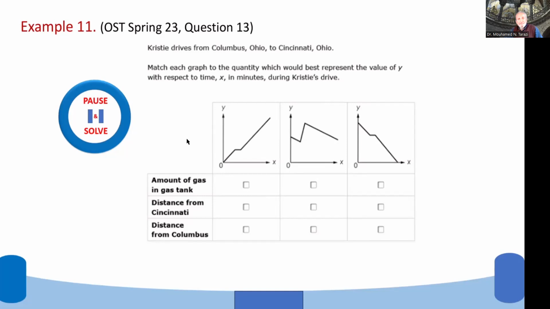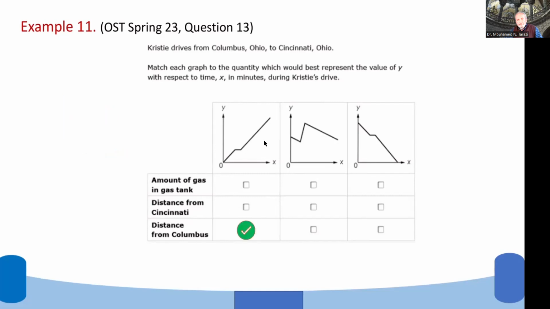Now, when you're going from Columbus to Cincinnati, when you start from Columbus, your distance from Columbus is going to be greater, it's going to increase. And your distance from Cincinnati is going to decrease. So you were 0 at Columbus, and then you started going to Cincinnati. So your distance from Columbus is going to increase. What happened to your distance to Cincinnati is going to decrease.